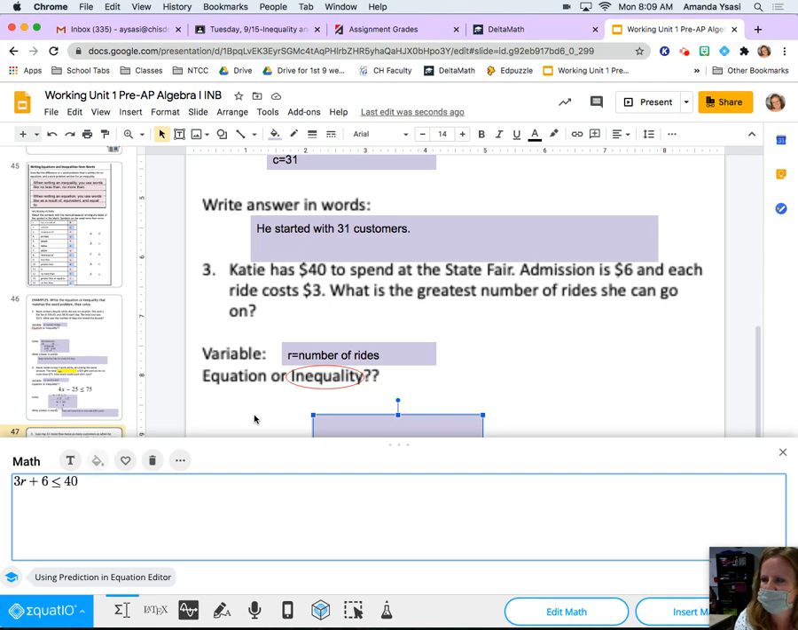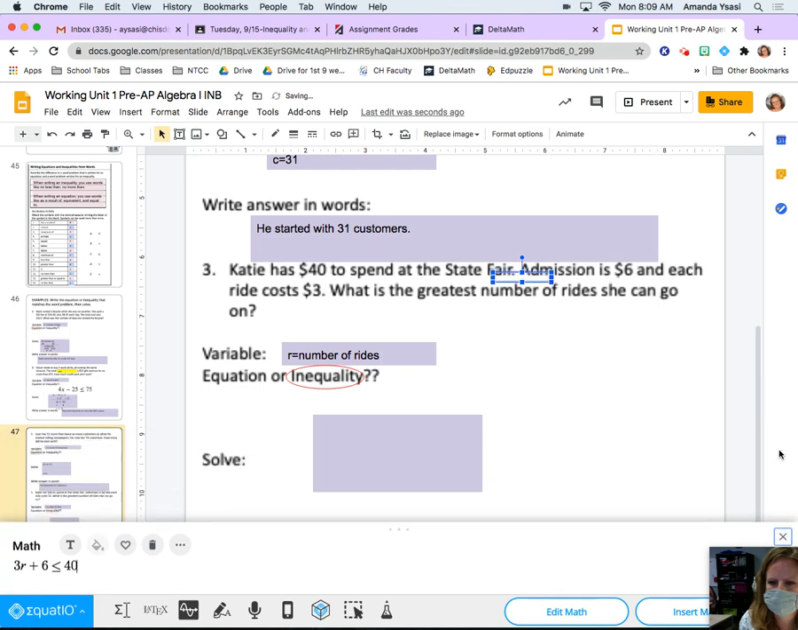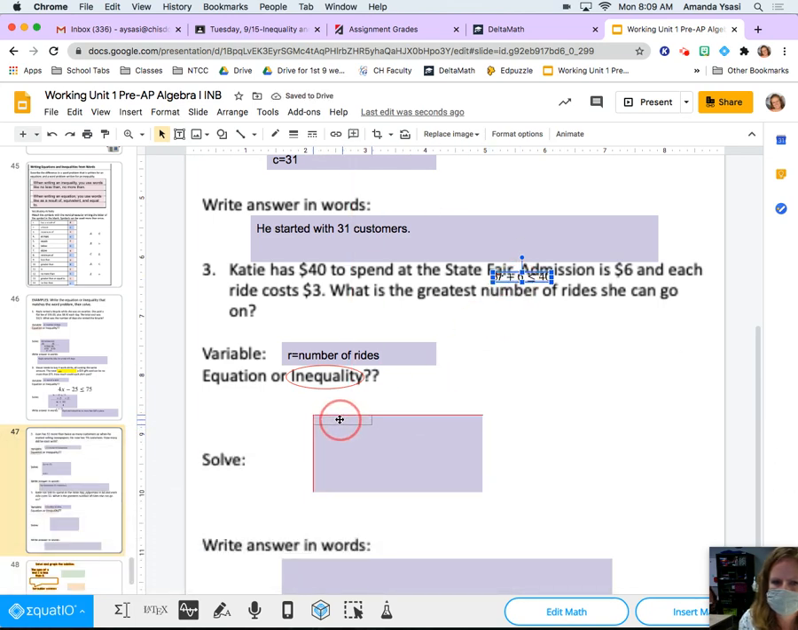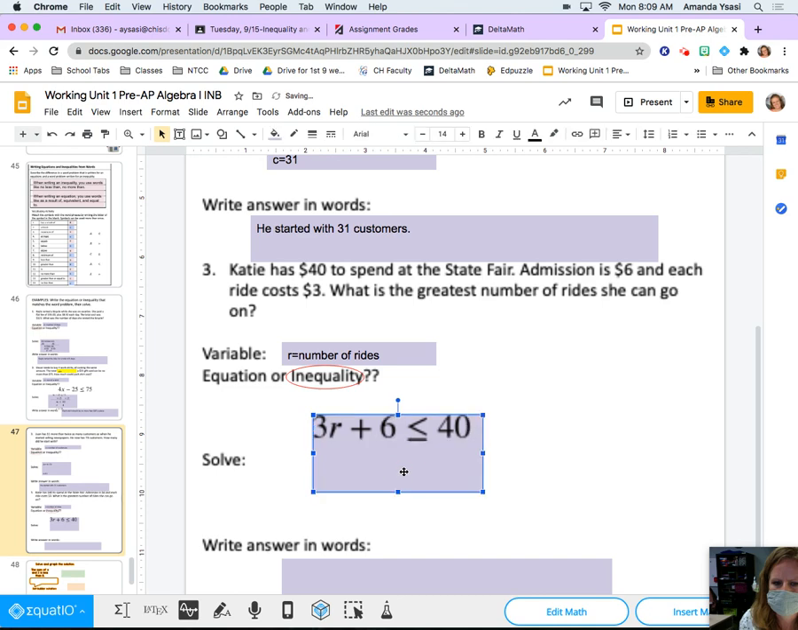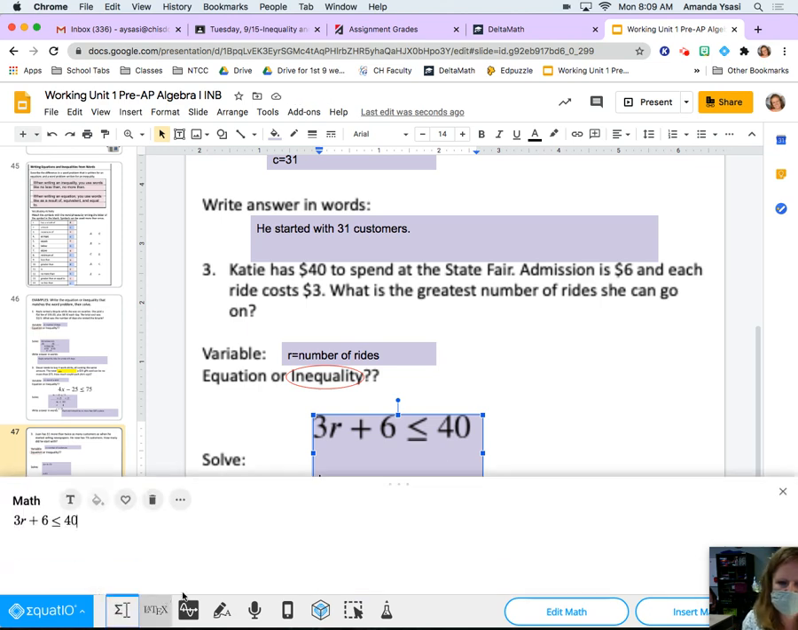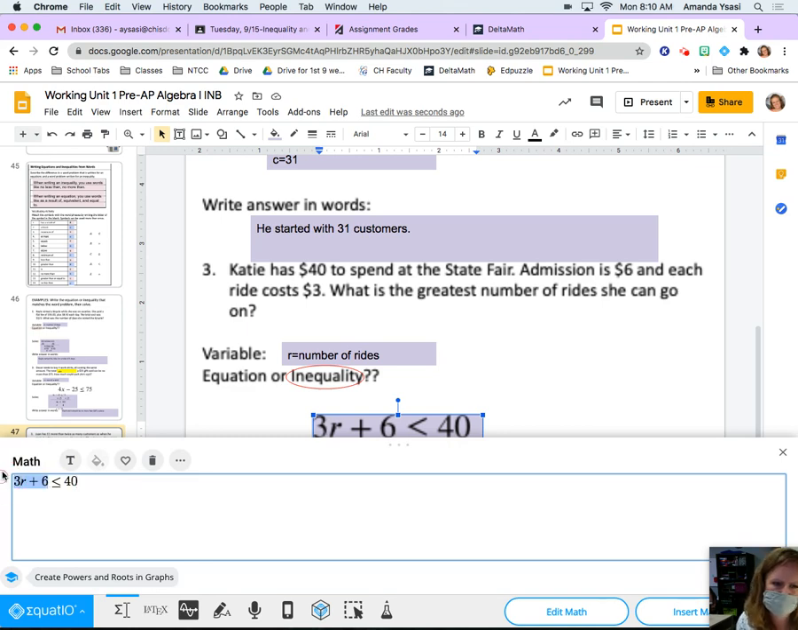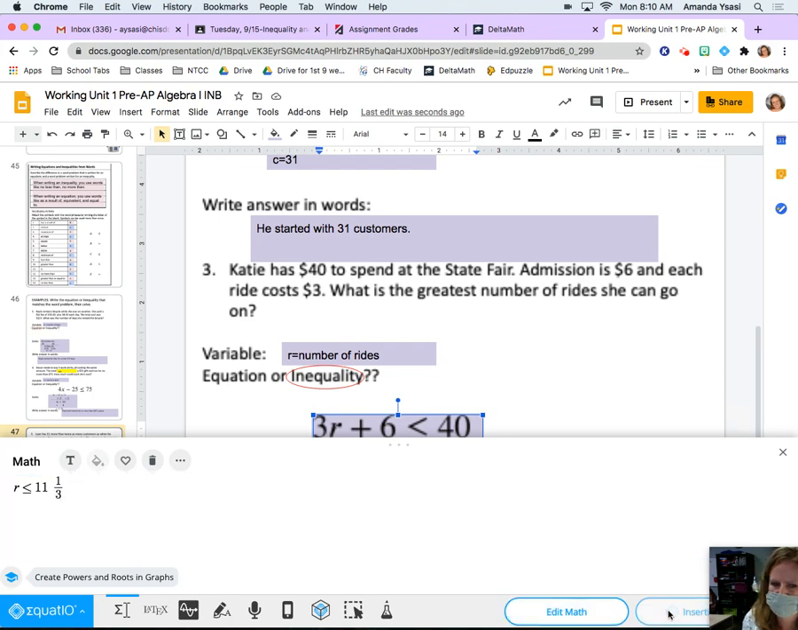Less than or equal to 40? Okay. Insert that in. Then when we solve it out, you subtract 6 on both sides, then divide by 3. R would be less than or equal to, what did it come out as? 11. Yeah. So it's less than or equal to 11 1/3, right? Okay.